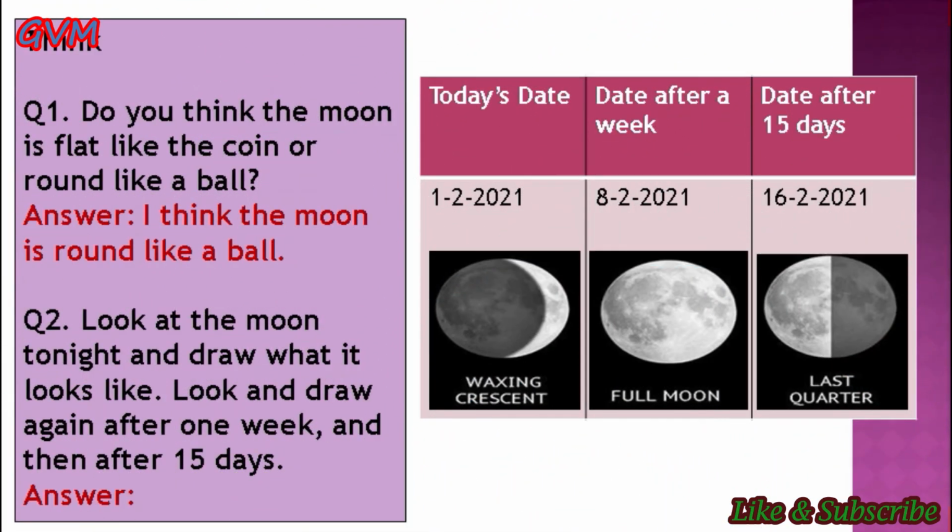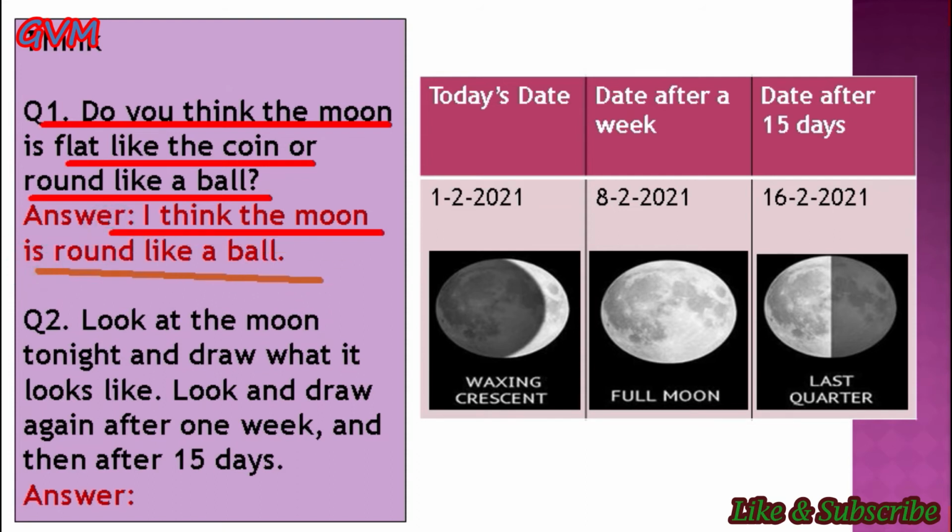Now students, here are some more questions to discuss. Question number 1 is, do you think the moon is flat like the coin or round like a ball? If yes, then you have to write down here, yes, I think the moon is round like a ball.